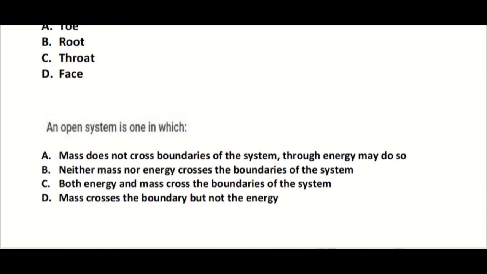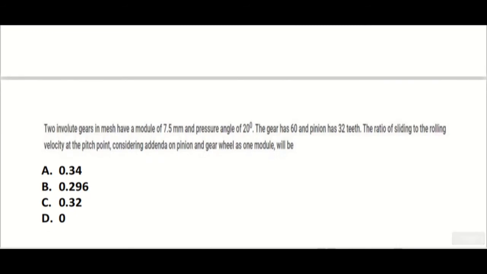An open system is one in which both energy transfer and mass transfer will happen. Option C is the right answer. Both the energy and mass cross the boundary of the system. That is the right answer.